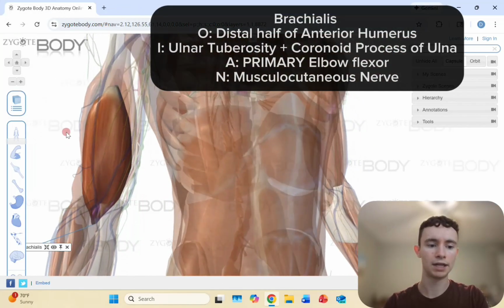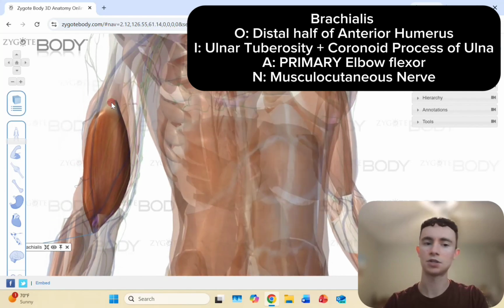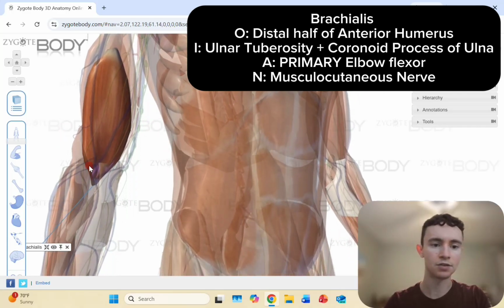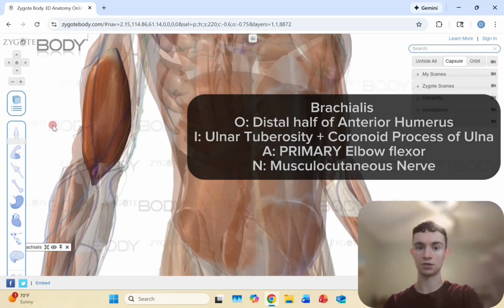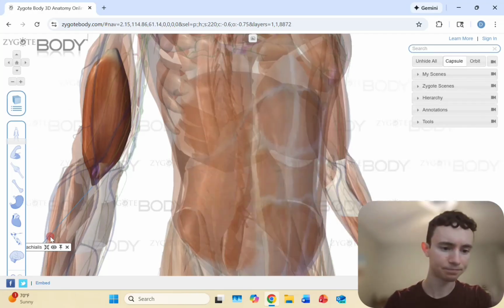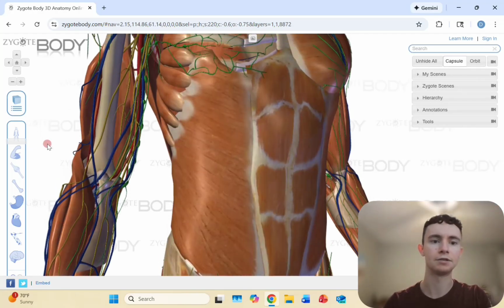Moving on to our brachialis. So this is our brachialis. He starts a little lower on the arm, and these are the deeper muscles underneath the bicep. And then he comes over here down to attach to the ulnar tuberosity on the ulna. This is actually our main elbow flexor, so flexing of the arm. All right, go ahead and hide that one.